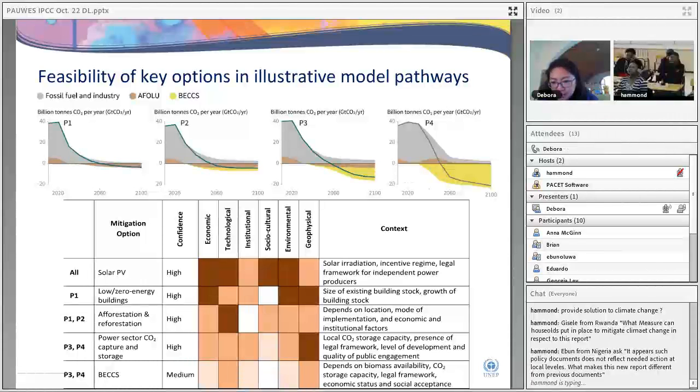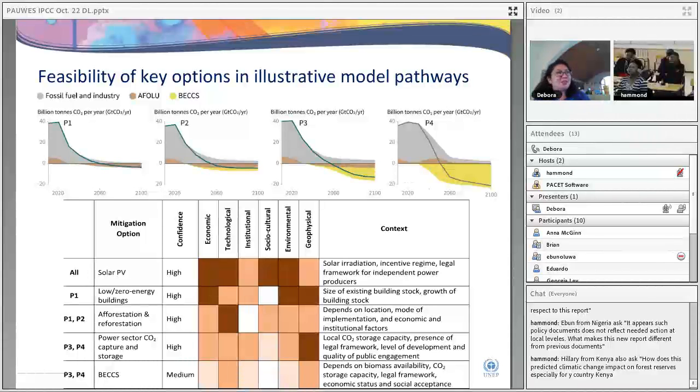It appears such policy documents do not reflect needed action at the local levels. What makes this new report different from previous documents? Well, this 1.5C report is quite different in various senses.